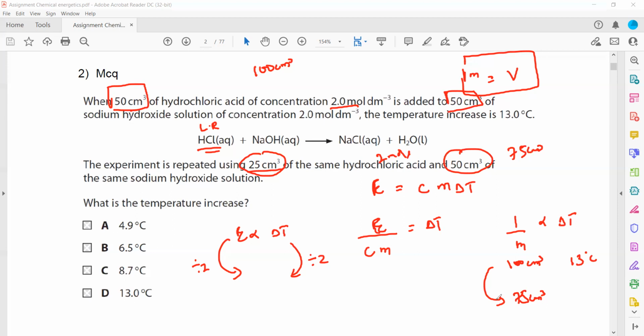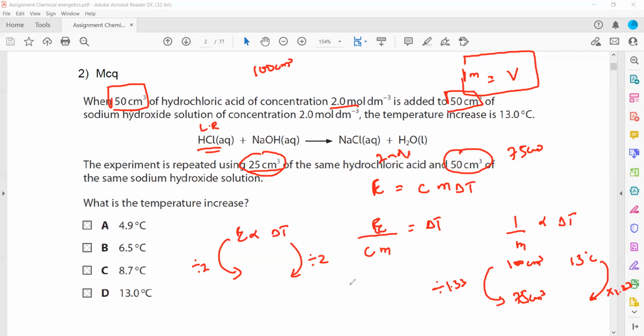So if 100 turned into 75, it means this one is divided by 1.33, because 100 divided by 1.33 gives you 75. So if the volume is divided by 1.33, the temperature change should be multiplied by 1.33.